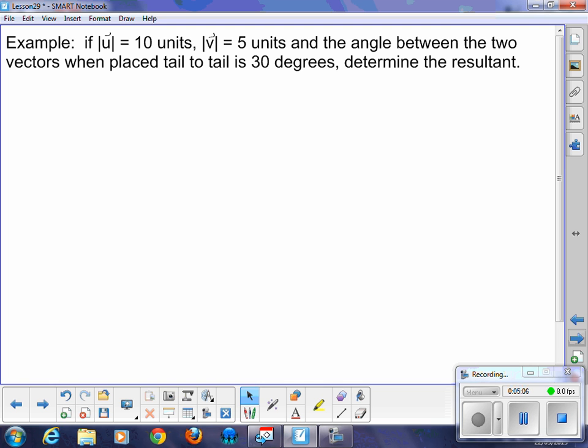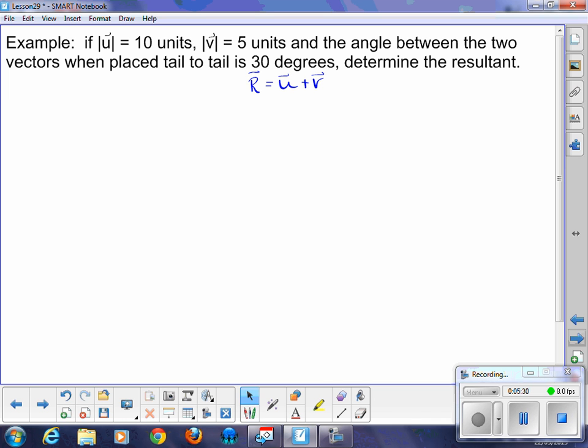Okay, so here's the first example. No picture. No picture is great because you can draw the vectors however you want. If vector u has magnitude 10, vector v has magnitude 5, and the angle between the two vectors, when they're placed tail to tail, is 30 degrees, we want to find the resultant. So that means the resultant is equal to u plus v.